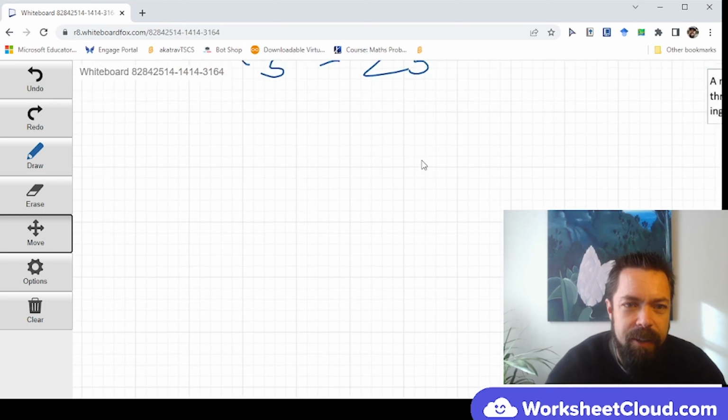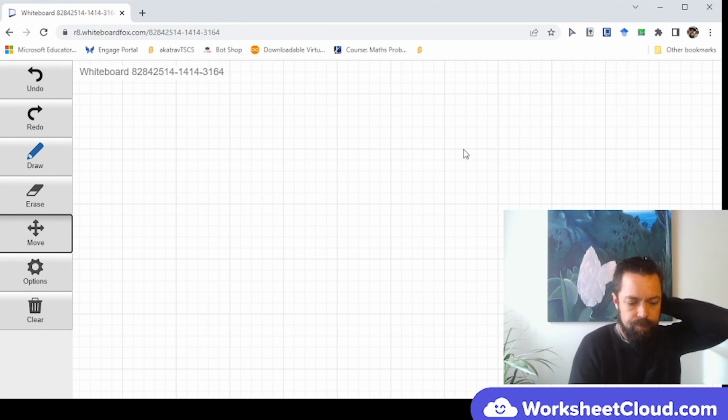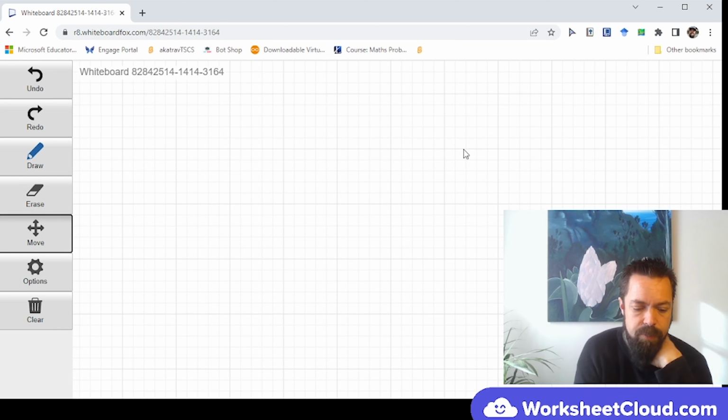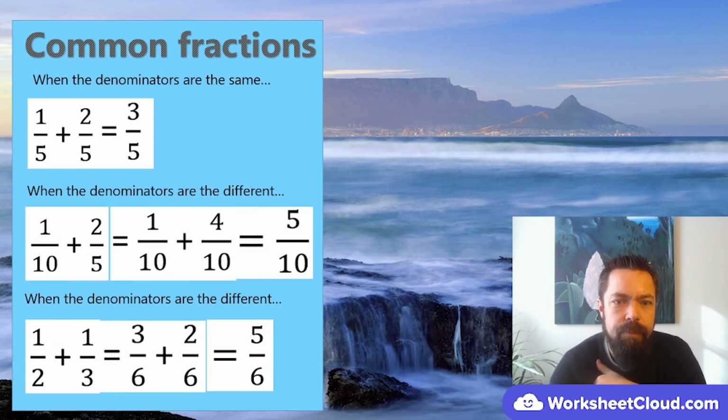Okay, let's shift you down a little bit and let's do some practice before we go on to some word problems. Check that you're on the same page as me. We need to go back to our slides quickly because I did have a worked example here.